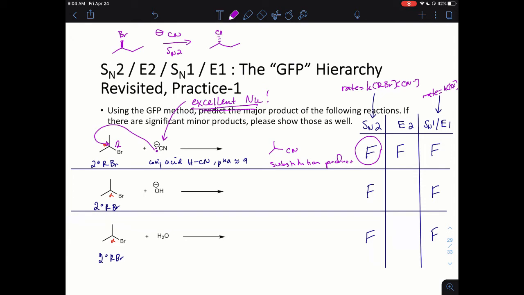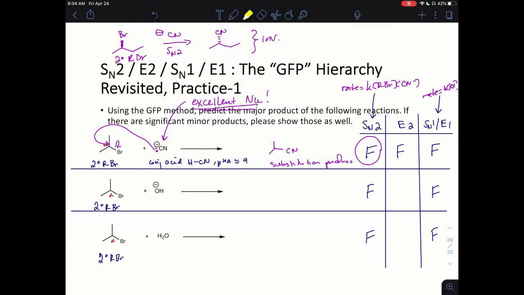So I'm going to do a slightly more complicated example up top. Still a secondary alkyl halide. I just kind of threw another methyl group on the end here. And you would get inversion of stereochemistry if we went by SN2. All right, awesome. Let's take a look at the next example.